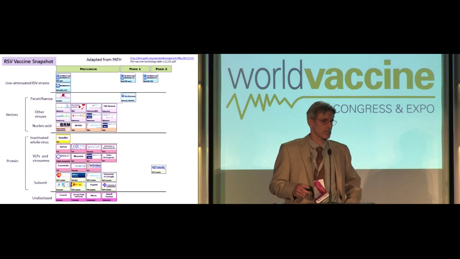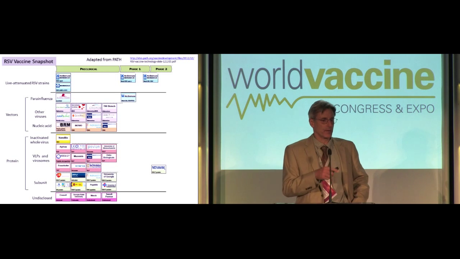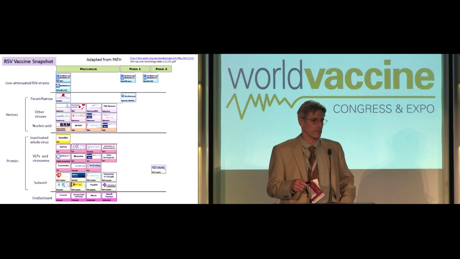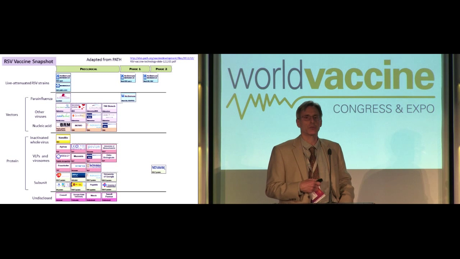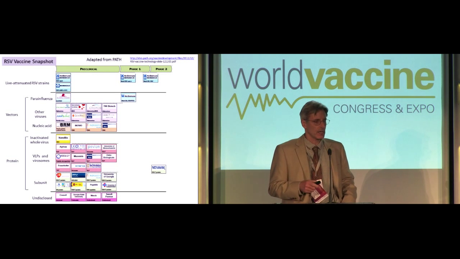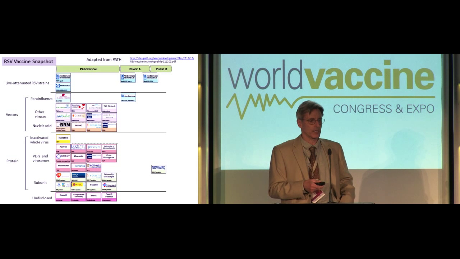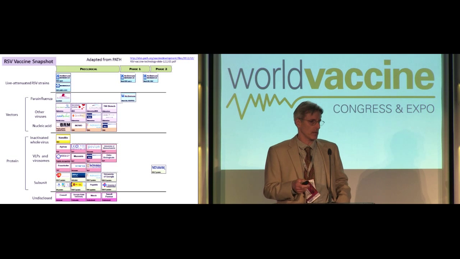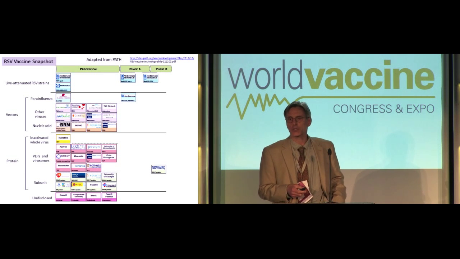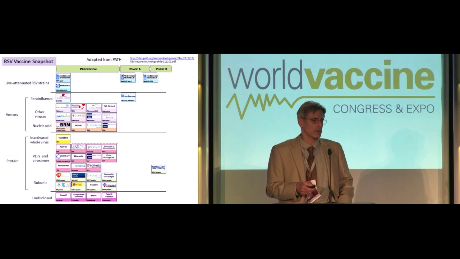So this is a vaccine snapshot that I borrowed from the PATH website and modified slightly. And it shows current activity for RSV vaccine development. So this is a time when there's considerable new interest in RSV vaccine development. And this shows vaccines that are in preclinical, phase 1, and phase 2 studies. And there are three groups of vaccines. The first on the upper left is live attenuated RSV strains. The second group are vectors for RSV vaccines.